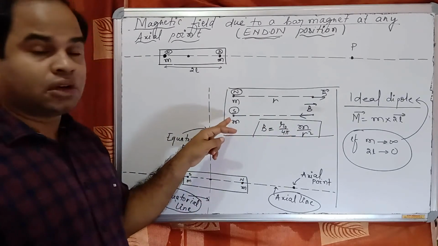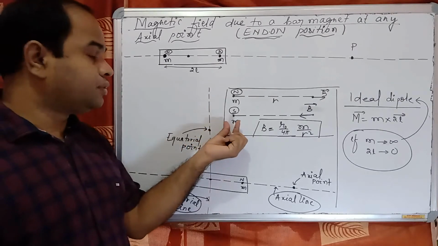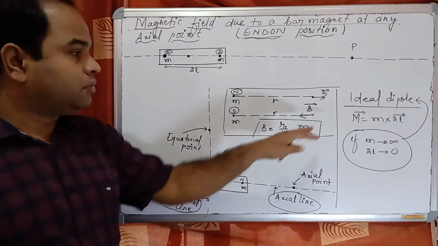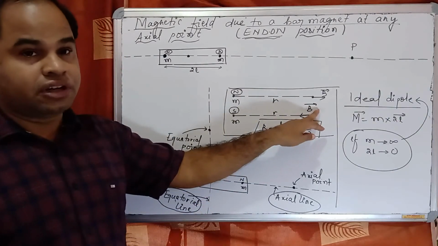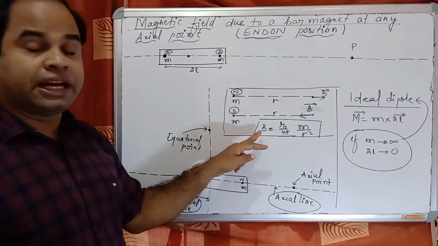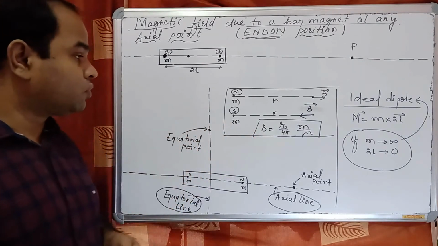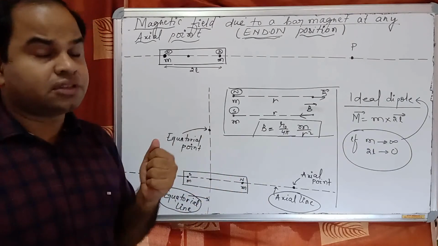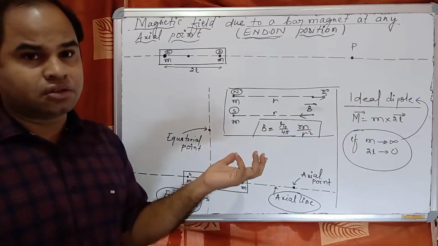If it is a south pole having pole strength m, then at r distance from it, it produces a magnetic field that is inward in nature, and the magnitude is the same, that is mu naught by 4 pi, m by r square. Okay, just a quick revision.